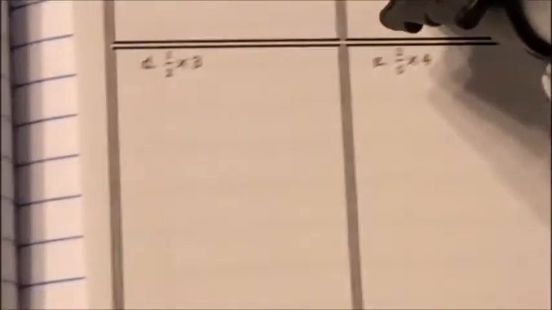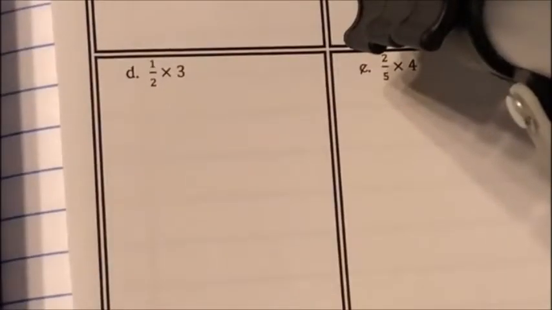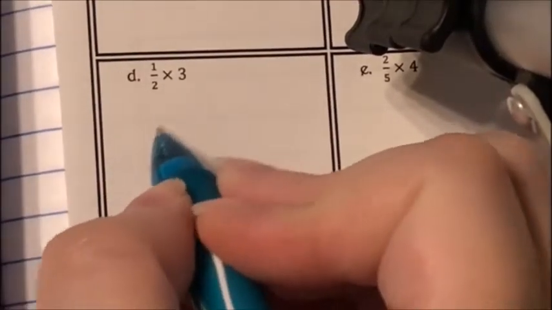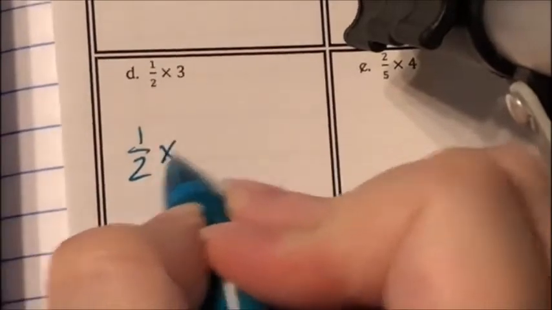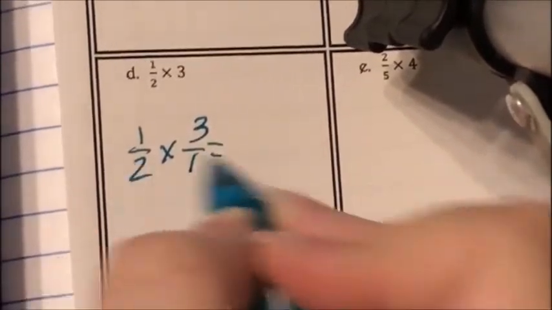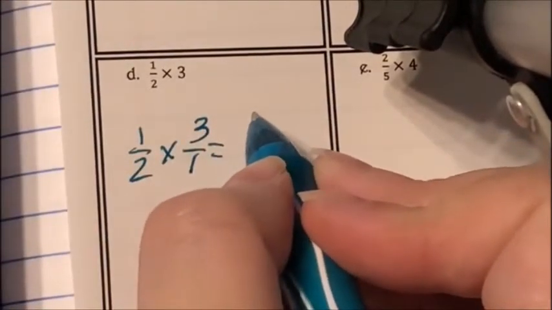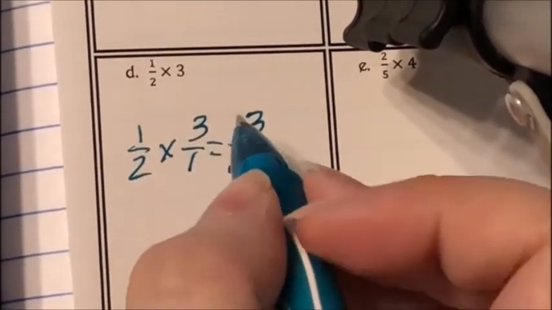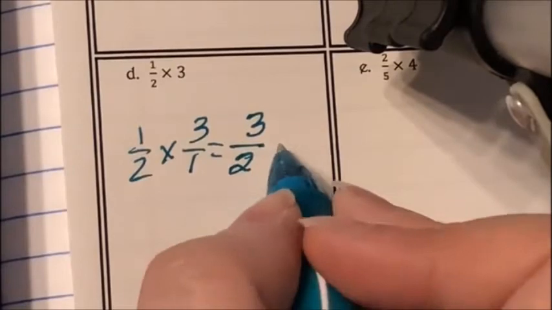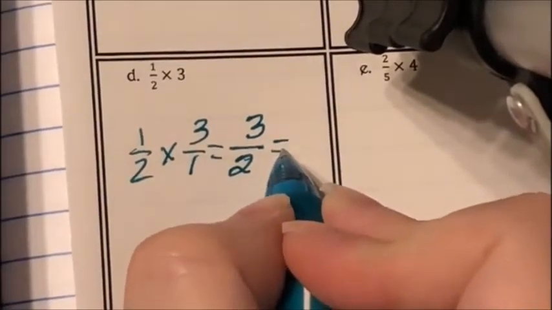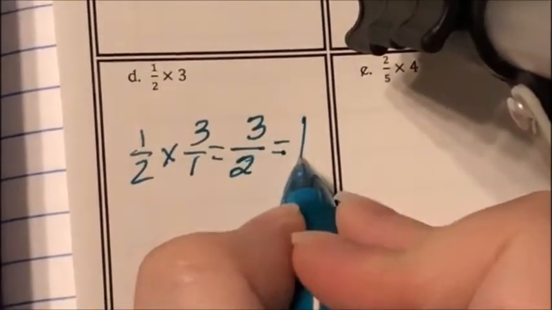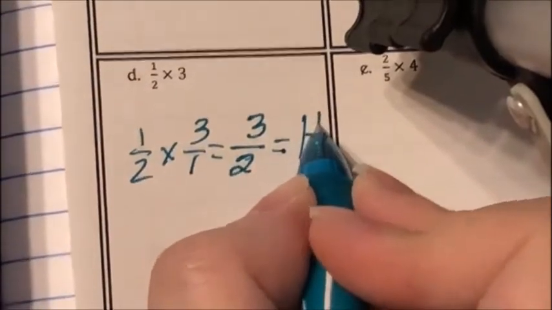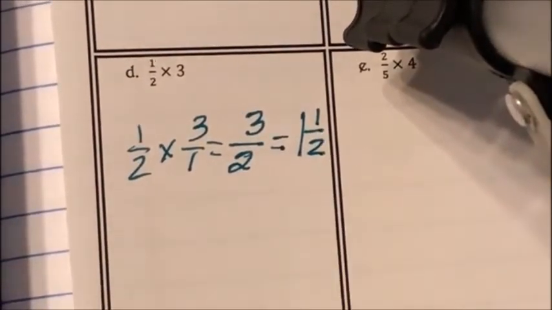Letter D says 1/2 times 3. I'm going to rewrite 3 as a fraction, so I have 1/2 times 3 over 1. Multiply straight across. 1 times 3 is 3, 2 times 1 is 2. So I get 3/2, which I can also write as a mixed number. 2 goes into 3 one time, and I have 1 left over. So 1 and 1/2.